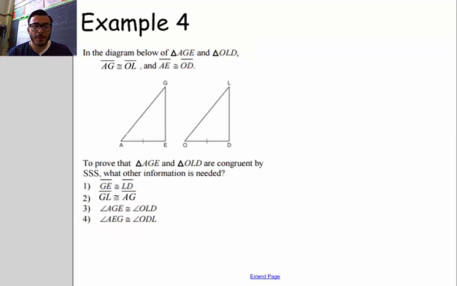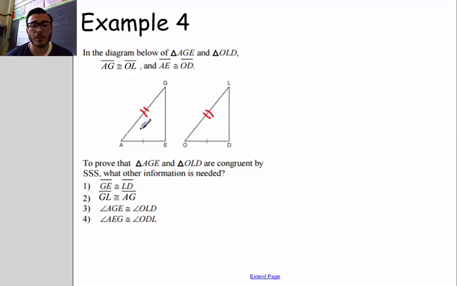Example 4. In the diagram below of triangle AGE and triangle ODE, AG is congruent to OL and AE is congruent to OD. To prove that triangle AGE and triangle ODE are congruent by SSS, what other information is needed? So let's label AG congruent to OL. They already labeled AE and OD for us with 1 tick mark, so we're going to use 2 tick marks for AG and OL.